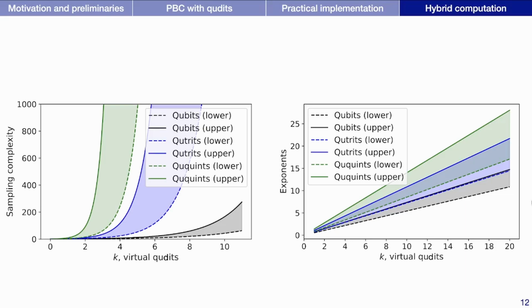And the way you can see this here is, for instance, that you have no overlap between the gray area and the green area associated with qubits and ququints respectively. So these do not overlap. So clearly the exponent for ququints is going to be larger than the exponent for qubits. So there's some kind of effect happening here from the increase of dimension, which is an interesting observation.